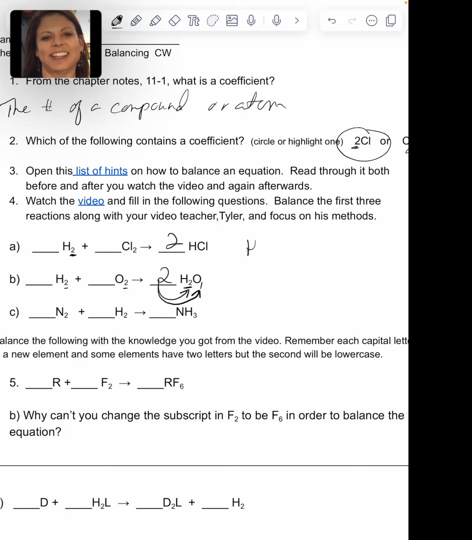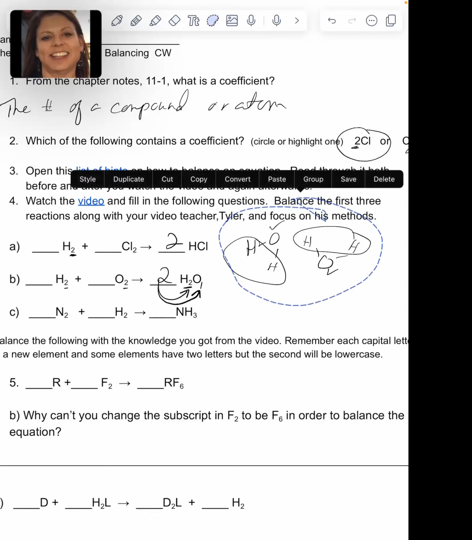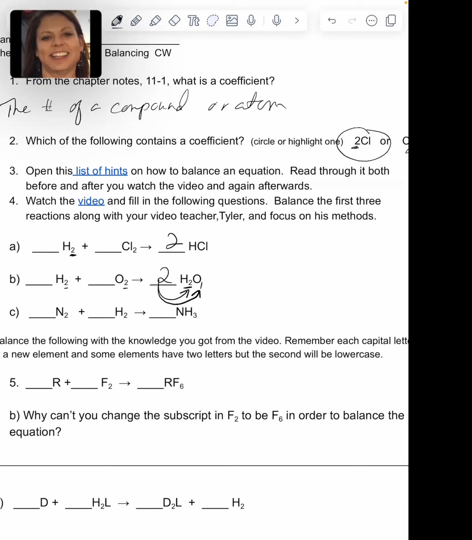So 2 H2O's means there are 2 separate H2O's. So that's a total of 4 hydrogen and 2 oxygen. See how that works? But I needed 2 oxygen because I had 2 on the left. Now I have 4 hydrogen, so I needed 2 there in front of hydrogen. We're multiplying 2 times 2, not 2 plus 2. They're both 4, but we're multiplying there.